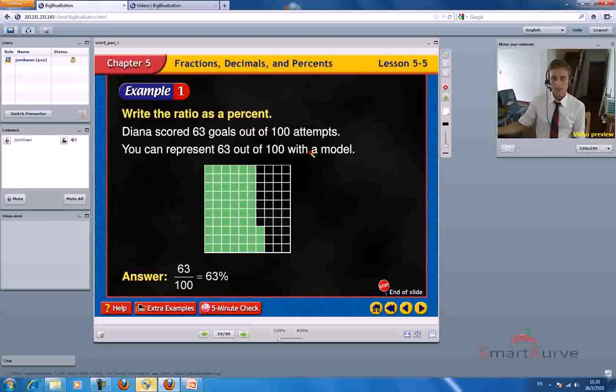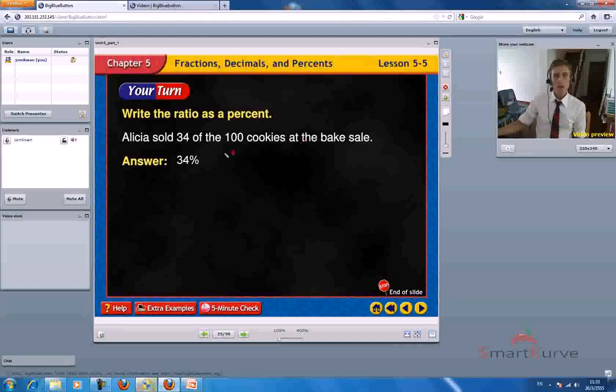Write ratios as percent. Write the ratio as a percent. Diana scored 63 goals out of 100 attempts. You can represent 63 out of 100 with a model. Here's the picture. So the answer, 63 over 100, 63%. For percent, that means per 100. So 63 out of 100 is in the form that we need it to be a percent. 63 per 100, 63%.